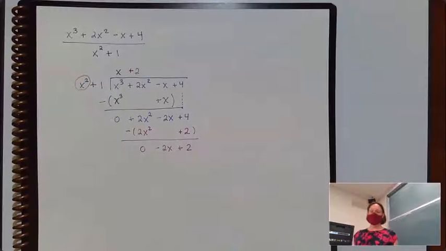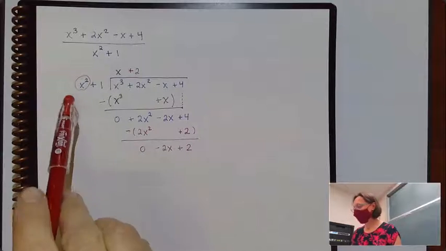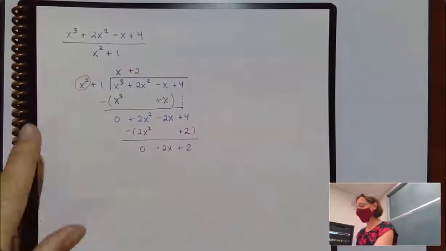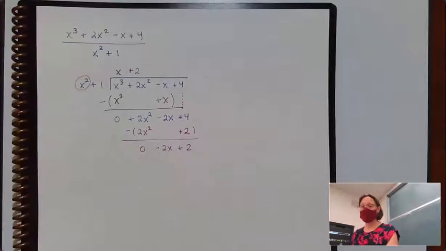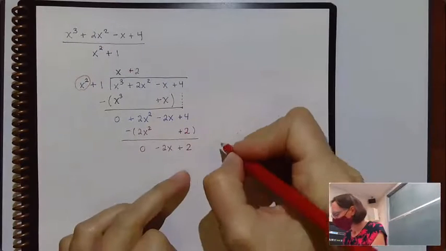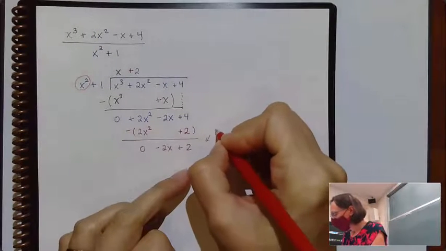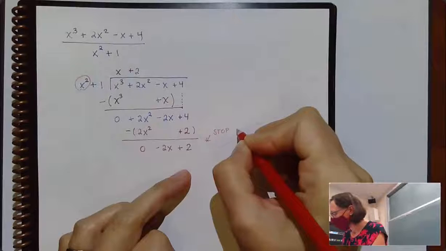Now this is actually the point that we need to stop in our polynomial long division. And I know that I'm going to stop because we got to a place where the power on x down here is less than the power of x that we are referencing in our denominator. So we're going to stop here.